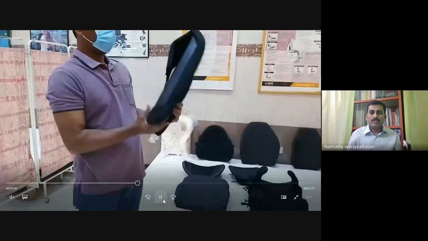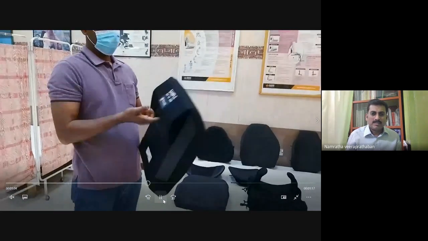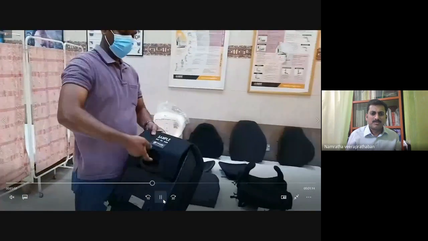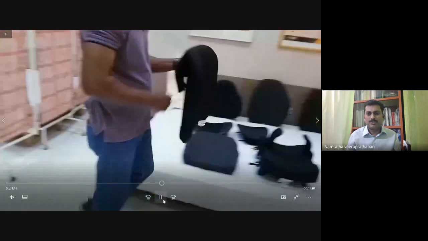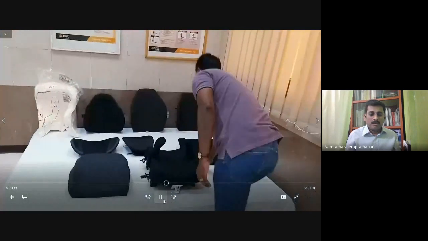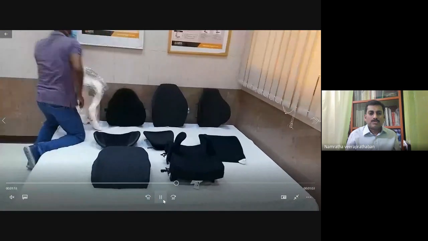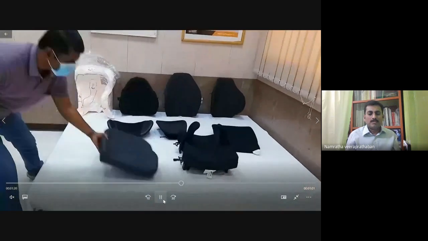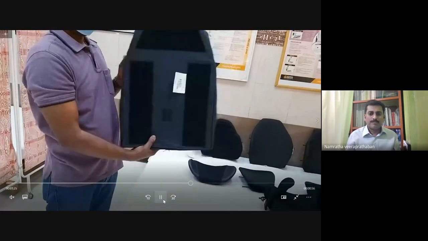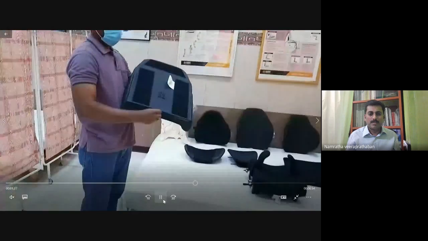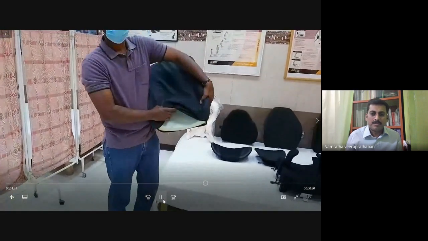And this is a very lightweight, solid contour backrest, and I think it is around 600 grams. I think you can lift it with one finger. This is for the active wheelchair users. And now this is called comfort backrest. It doesn't have a shell actually, but it has a memory foam with the contoured shape.